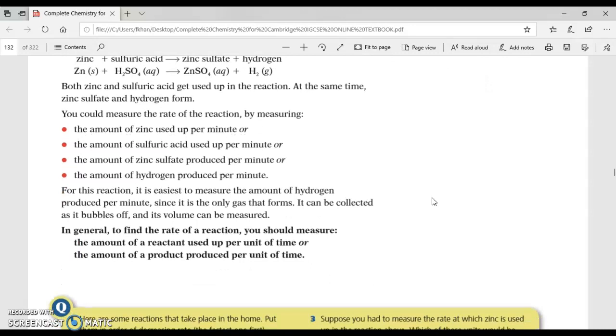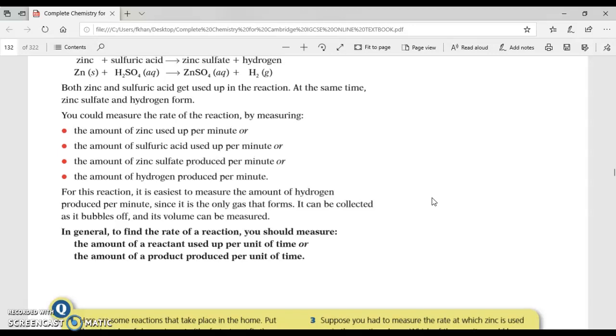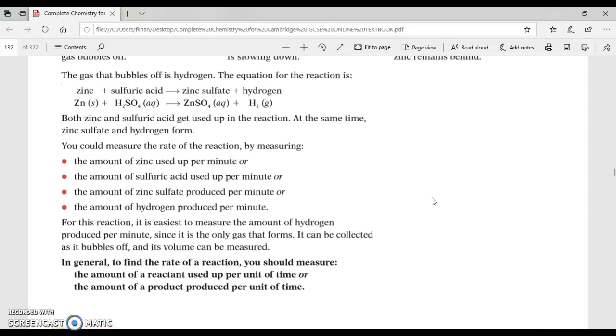So for these reactions, it's easiest to measure the amount of hydrogen produced per minute, since it's the only gas that's formed. It's very difficult to measure the amount of zinc sulfate that's being produced, for example. You'd have to use something that can precipitate with the sulfate and maybe use a colorimeter to see how much light can pass through. It's not a very easy study to do.